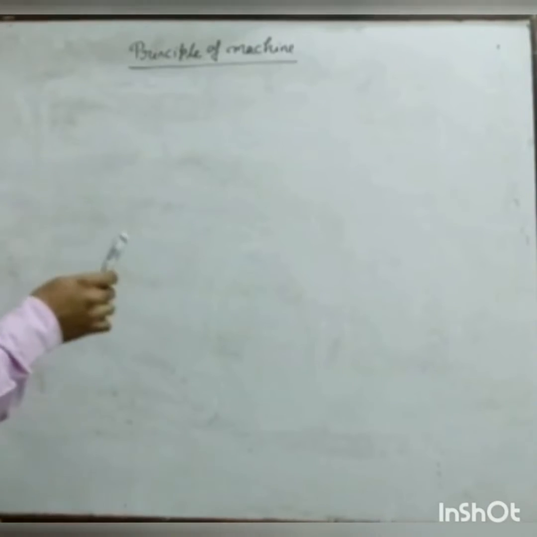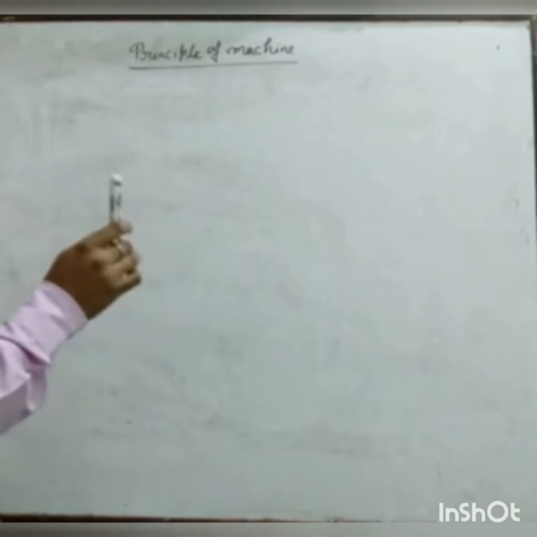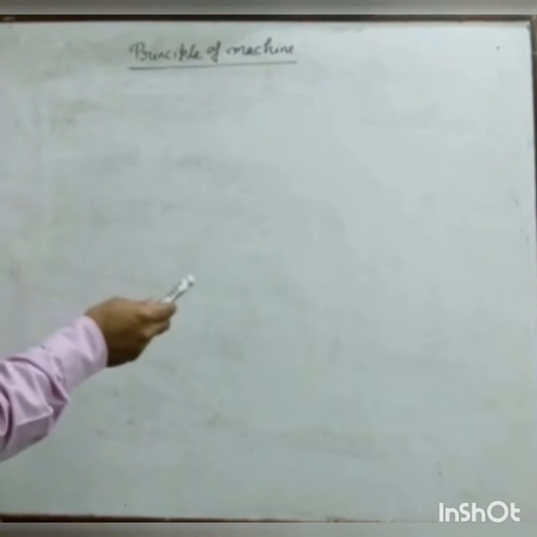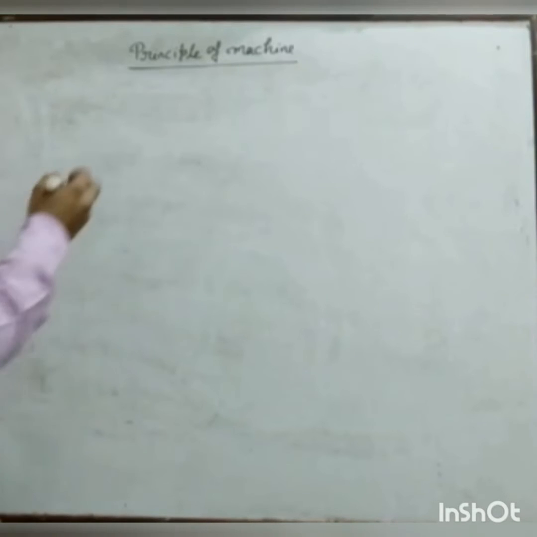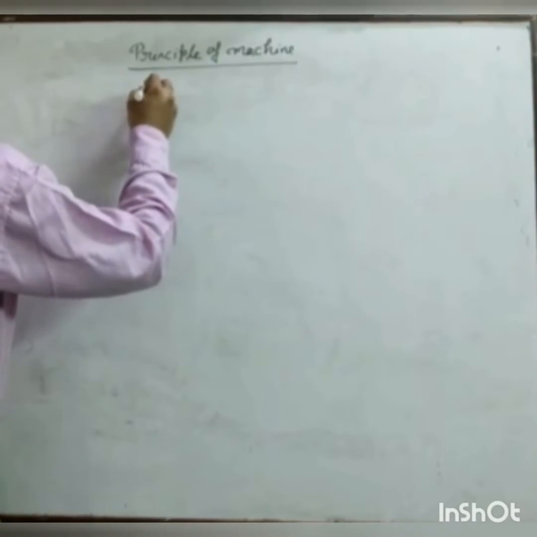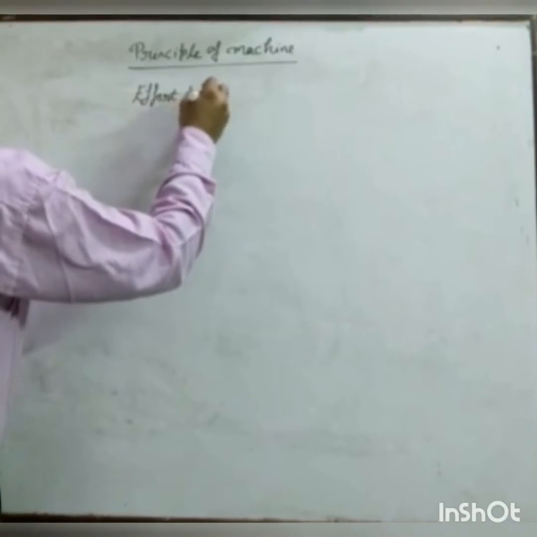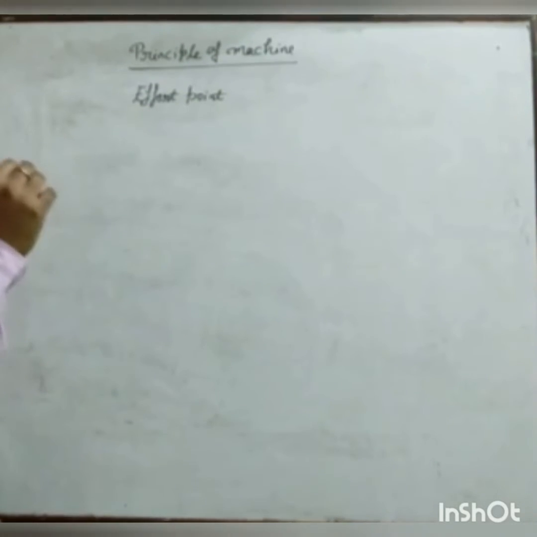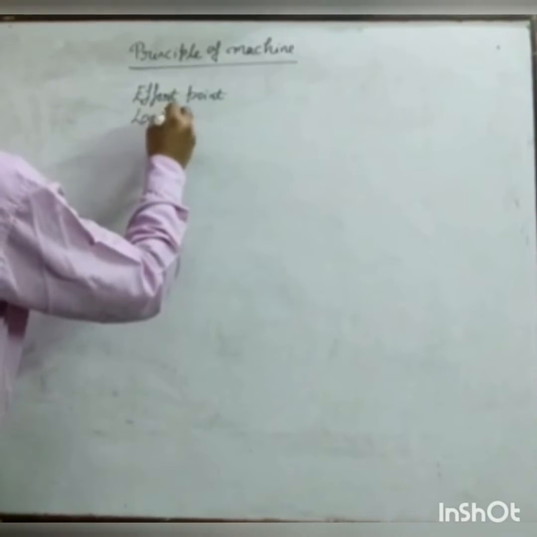When energy is supplied to a machine by applying the effort, it overcomes the load by doing some useful work on it. The point at which the energy is supplied to a machine by applying the effort is called the effort point. And the point where the energy is obtained by overcoming the load is called the load point.